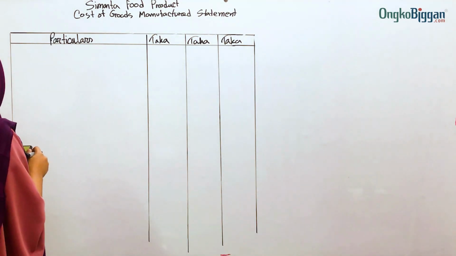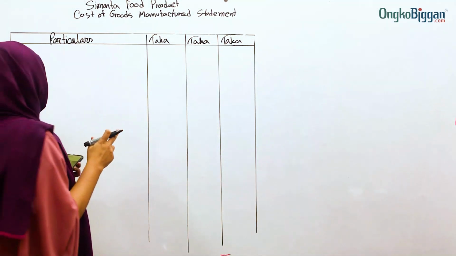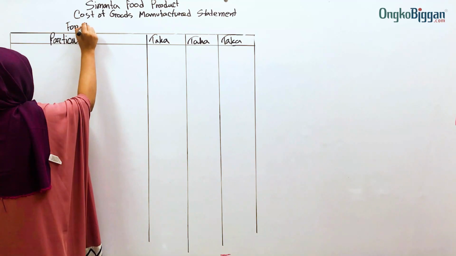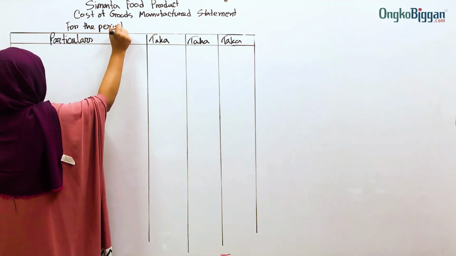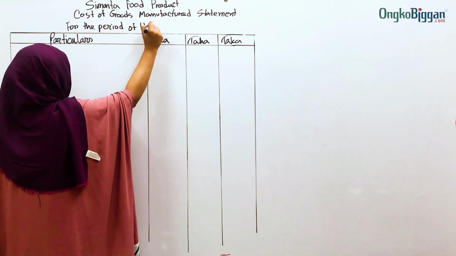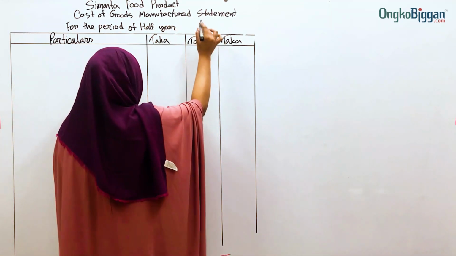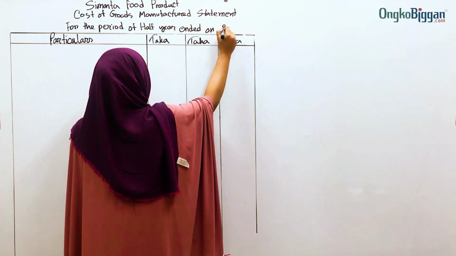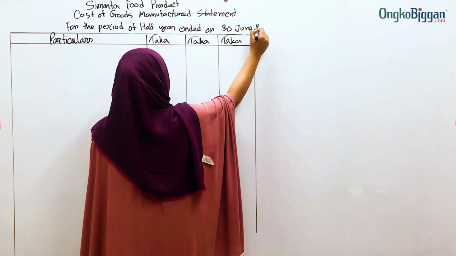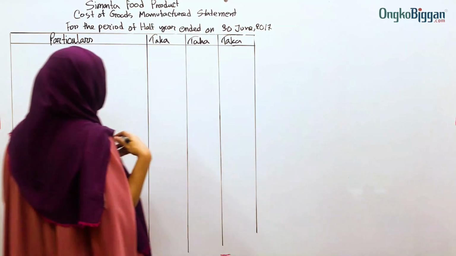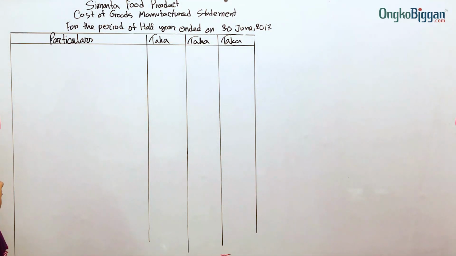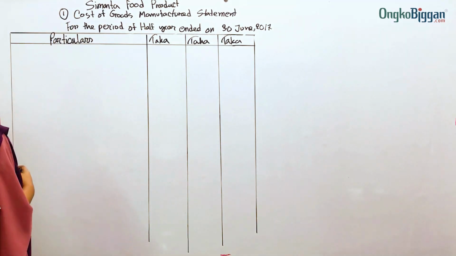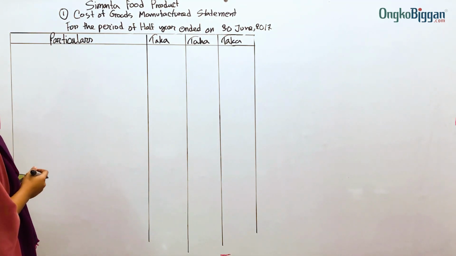And what's the date? The date is for half year, it says, right? So for the period of half year ended on 30 June 2017. Alright, so my business name is Shimanta Food Products, cost of goods manufactured statement, this is number 1. So let me write just over here number 1, and for the period of half year ended on 30 June 2017.